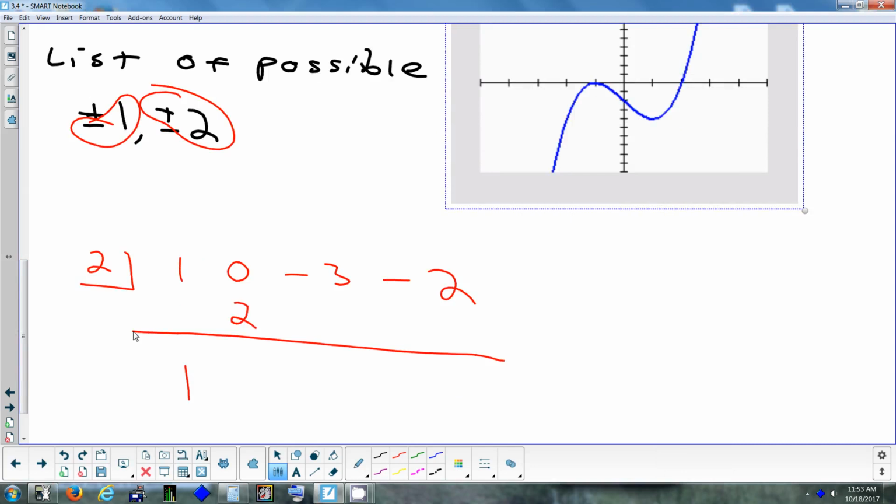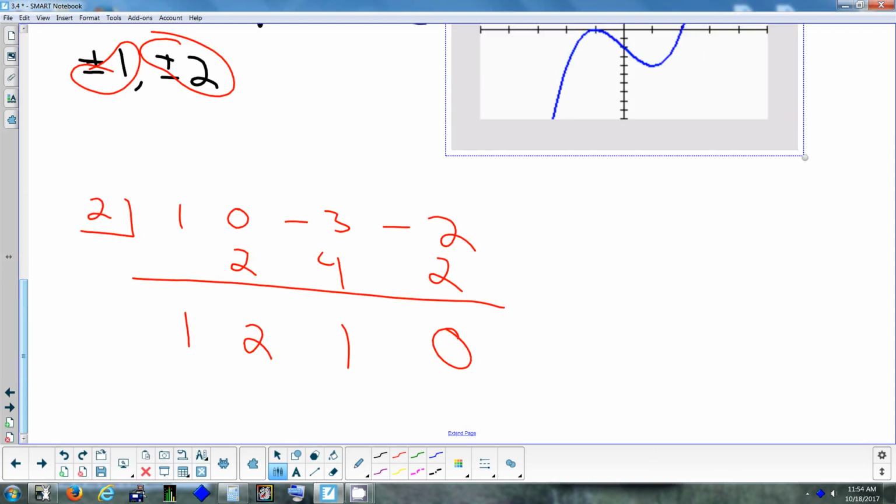2 times 1 is 2. Add. 2 times 2 is 4. Add. 2 times 1 is 2. Negative 2 plus 2 is 0. And that's our remainder. What's this part again? It's the quotient, and that's the other factor.